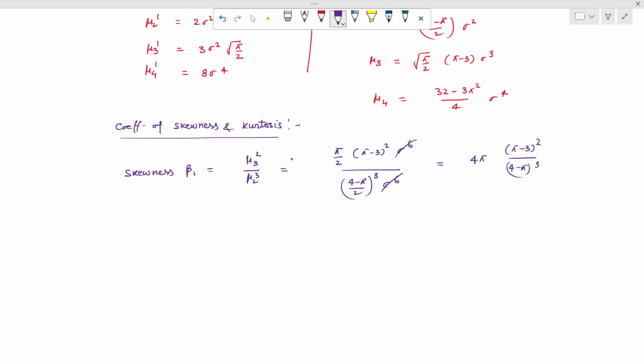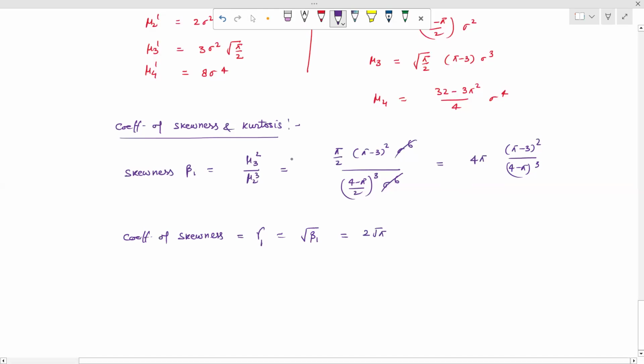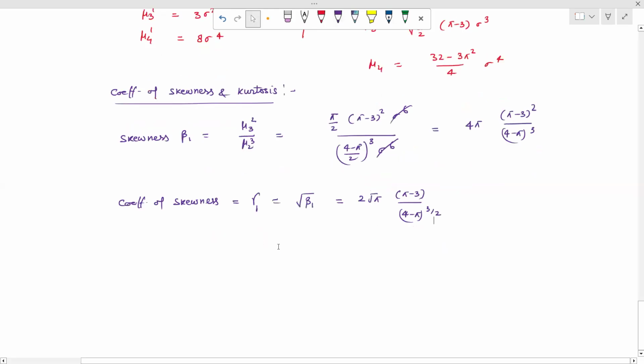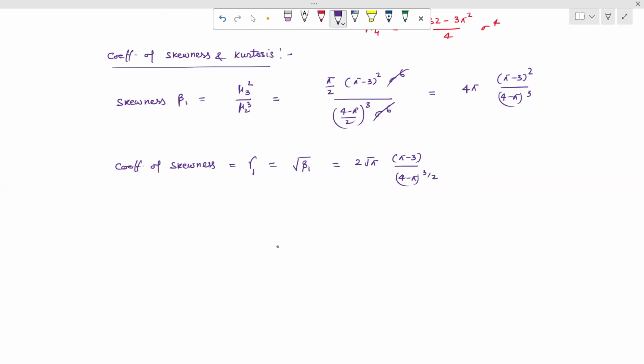Now when we calculate the coefficient of skewness, that is gamma 1, gamma 1 is equal to root beta 1. So root beta 1 can be written as 2 root pi into pi minus 3 upon 4 minus pi raised to the power 3 by 2. So this is our coefficient of skewness. Now, kurtosis.